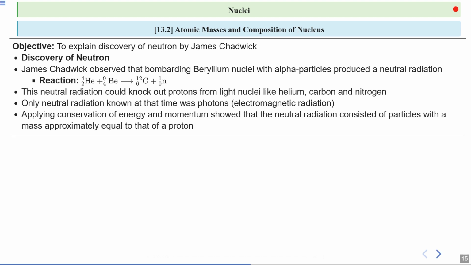By applying the laws of conservation of energy and momentum, Chadwick showed that these neutral particles had a mass almost equal to that of protons. This was the key evidence for the existence of the neutron: a neutral particle with nearly the same mass as the proton. This discovery completed our basic picture of the atomic nucleus, which contains both protons and neutrons.